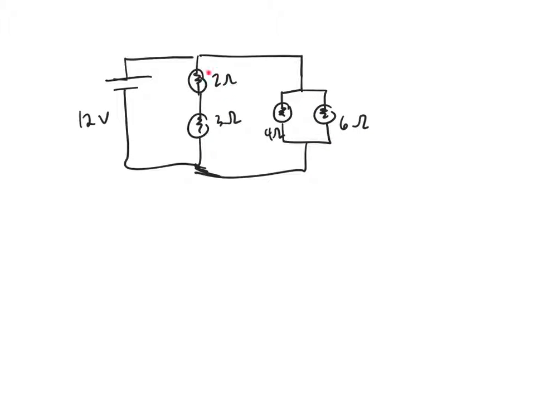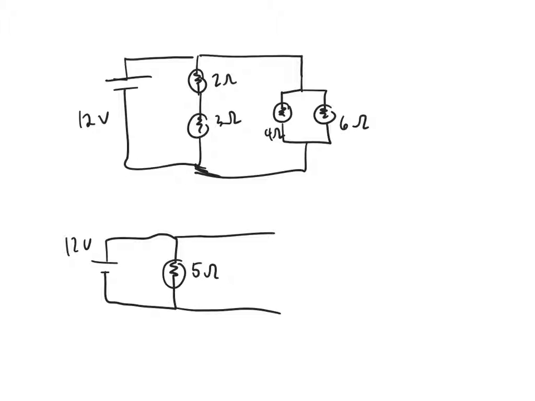If I look at this branch alone, what are these 2 resistors? Are these 2 parallel or series right here? Series, because they don't branch in between. We all see that, right? So I can automatically start by reducing my diagram to this. Does everybody agree with me so far?